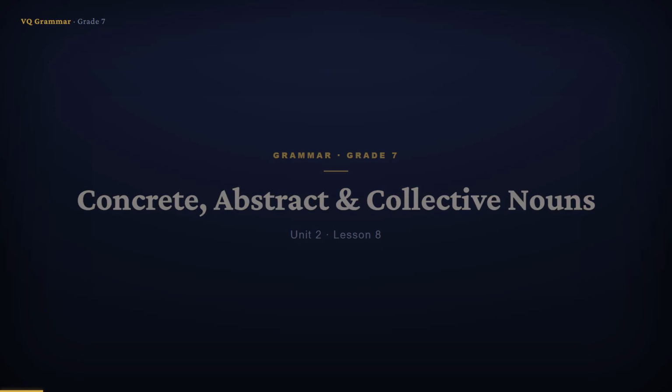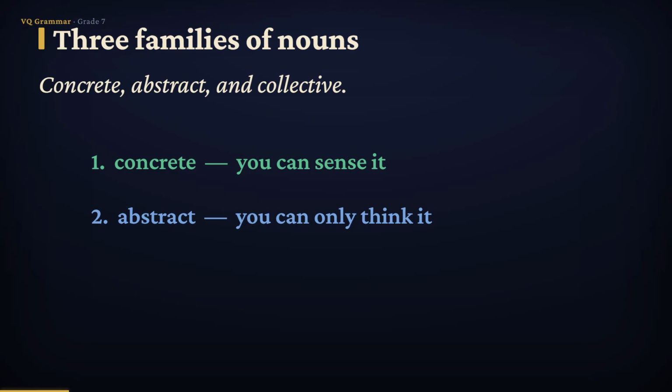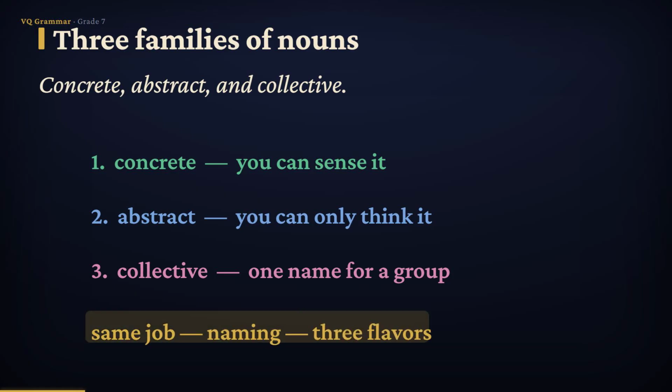Let's dive in. Every noun still does the same basic job. It names something. But grammarians like to sort nouns into 3 families based on what kind of thing they name. The first family is concrete, the nouns you can sense. The second is abstract, the nouns you can only think about. And the third is collective, where one word names a whole group. Same job, naming, but 3 different flavors. Let's meet them one at a time.